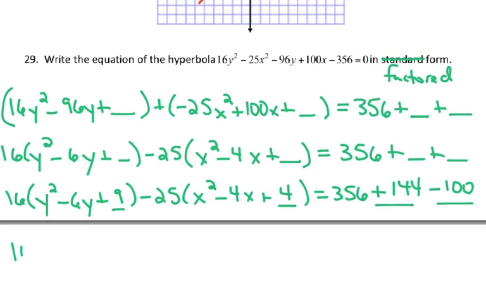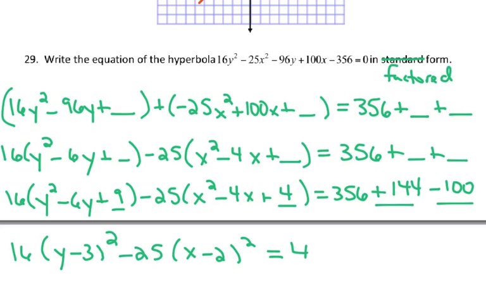Now we're going to write in factor form. So I'm going to get (y minus 3) squared, minus (x minus 2) squared is equal to 400.